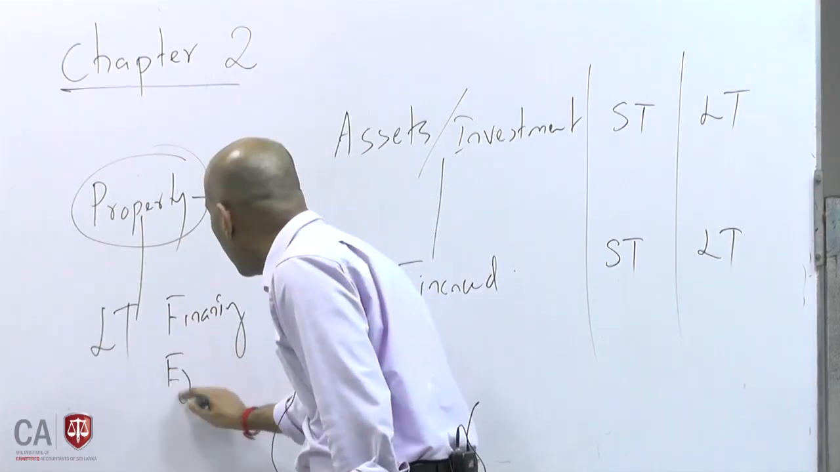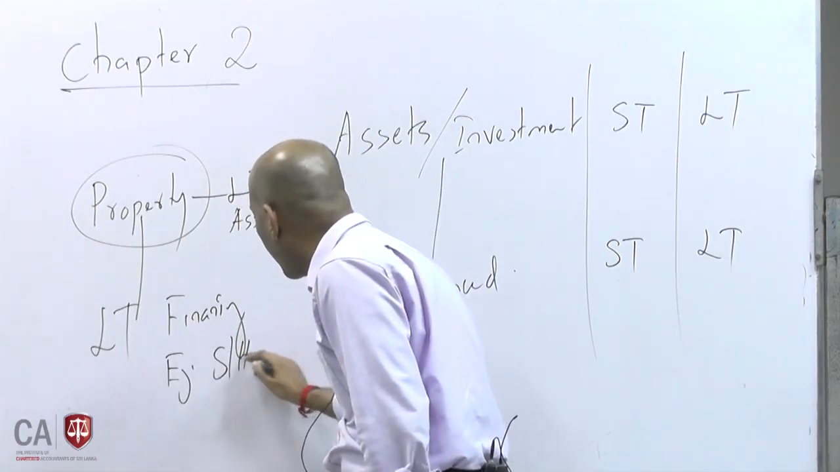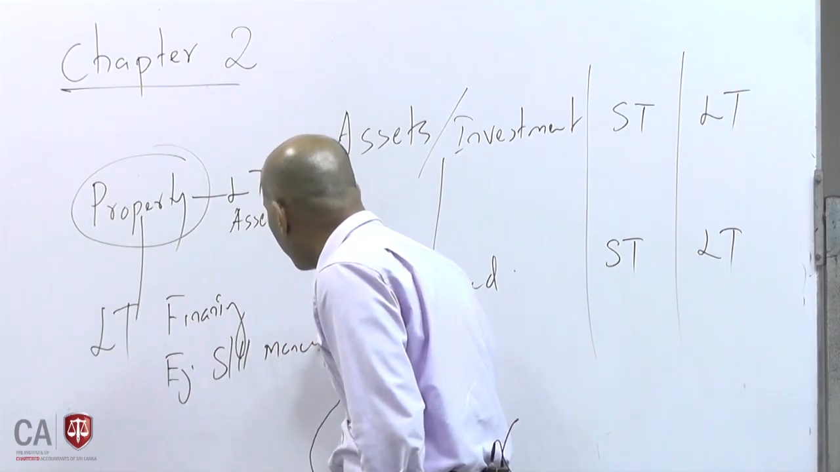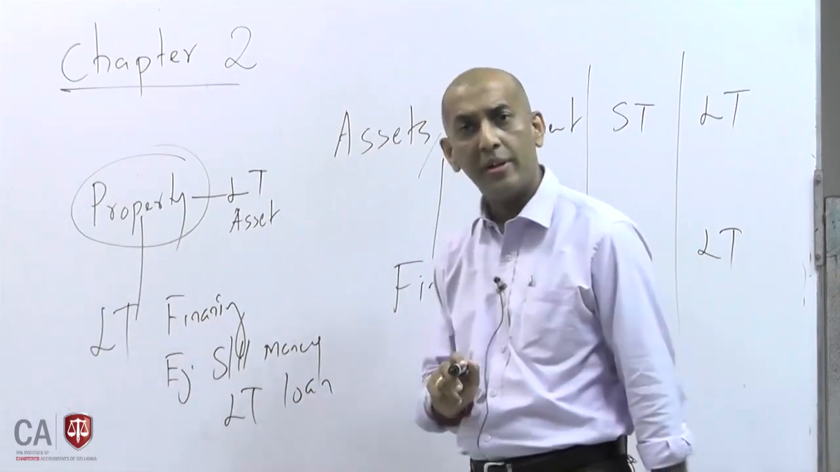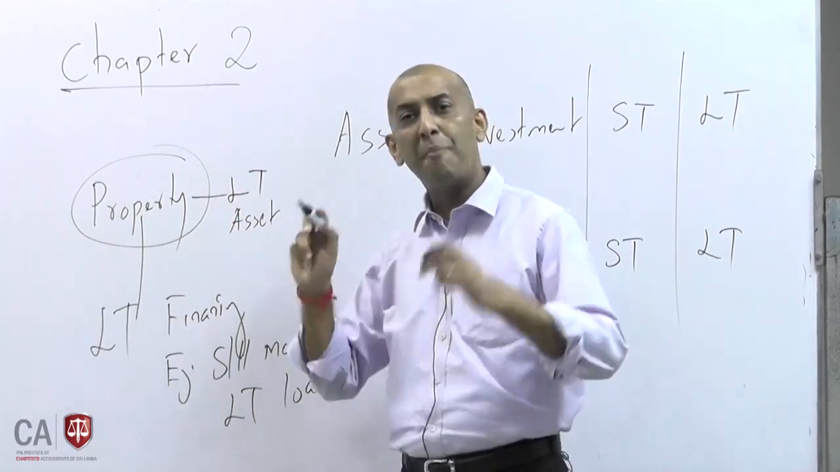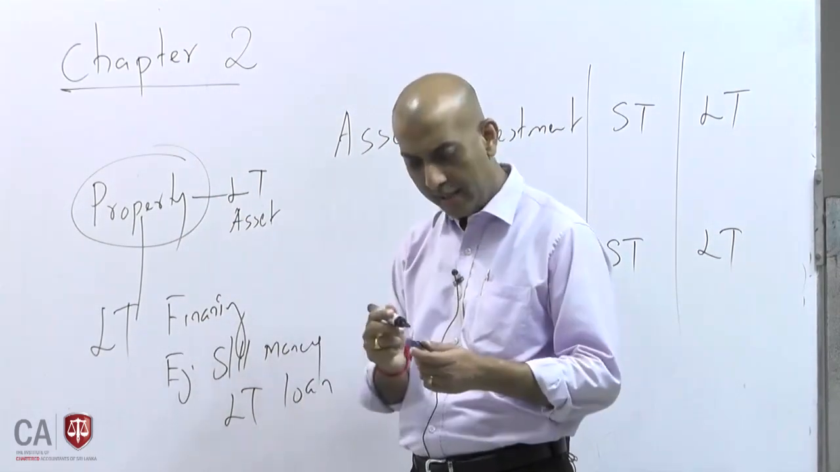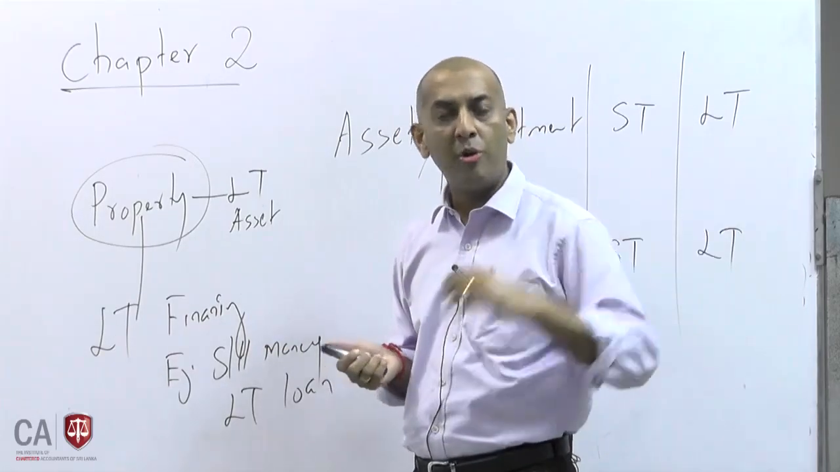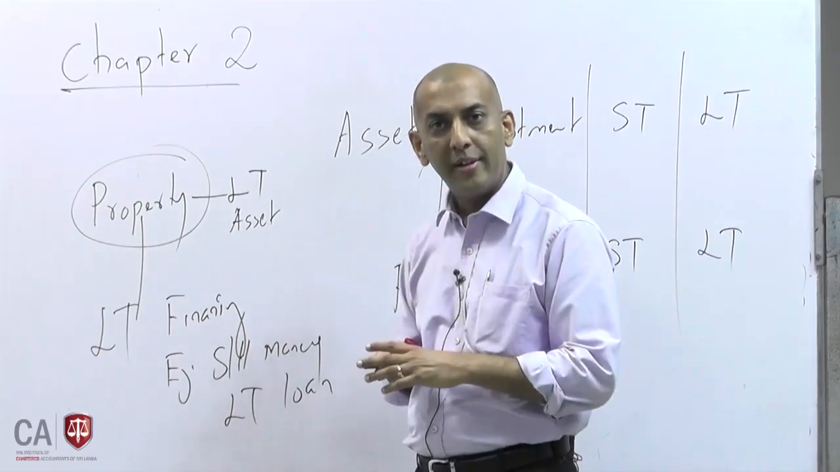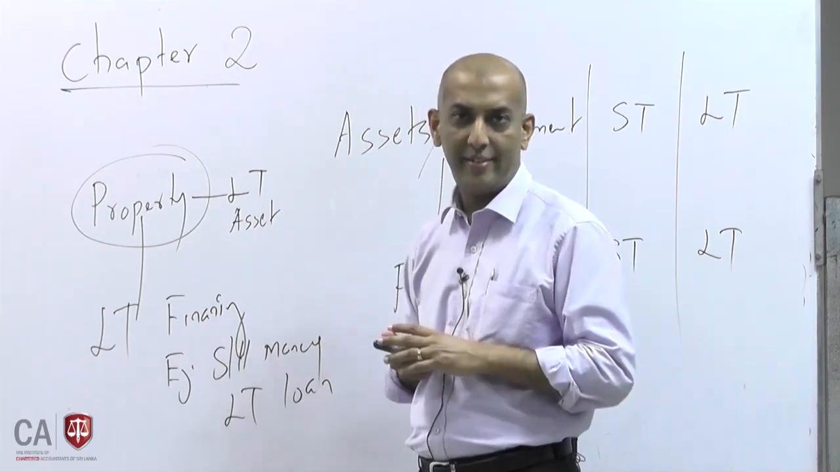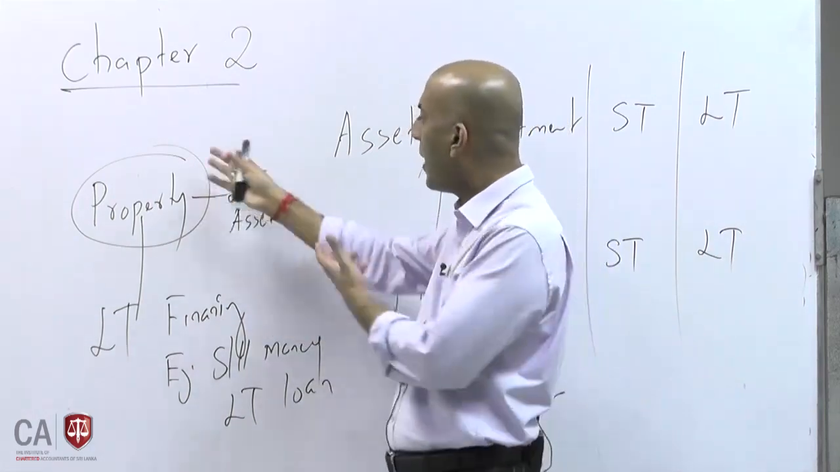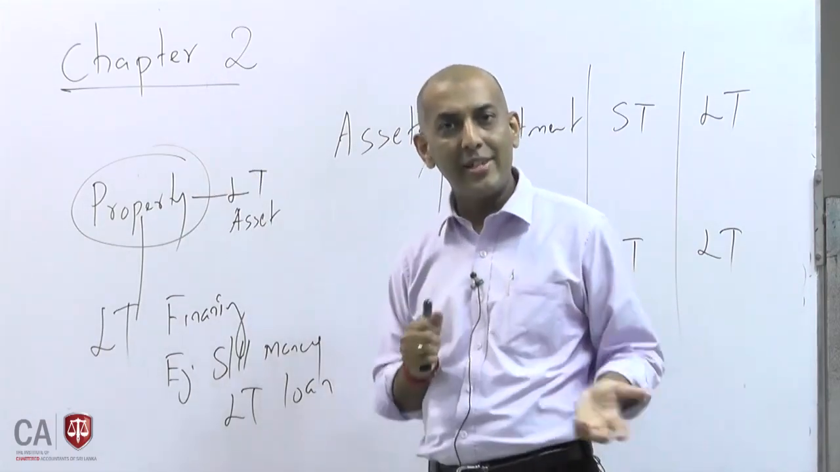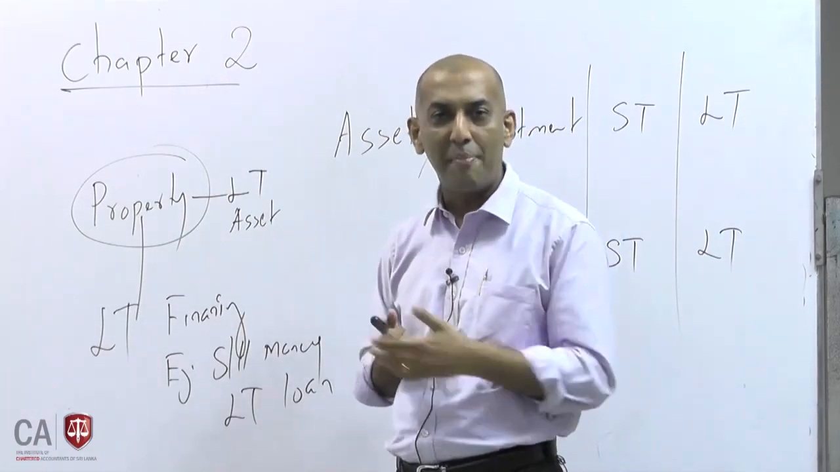For example, either you put in your shareholders' money or take a long term loan. You should not be buying a property, a land and building with a short term loan, a 3 months loan. Don't ever think of doing that. What is the problem? If you take a 3 months loan and buy a property, 3 months down the road, the bank will call and say, can you make the payment?